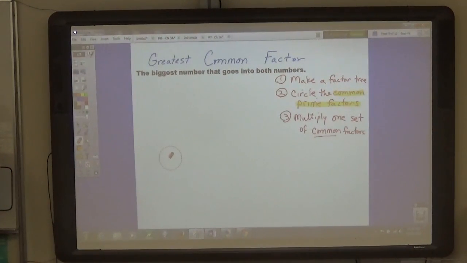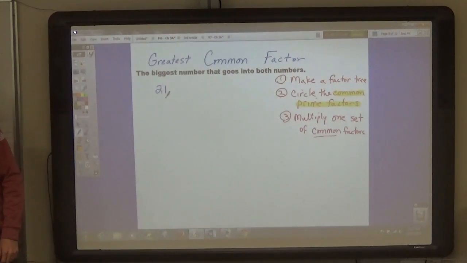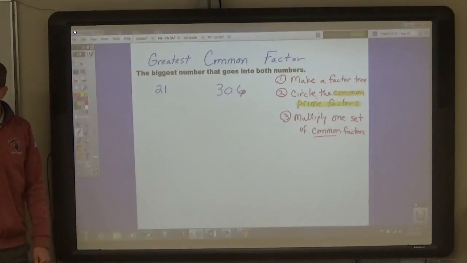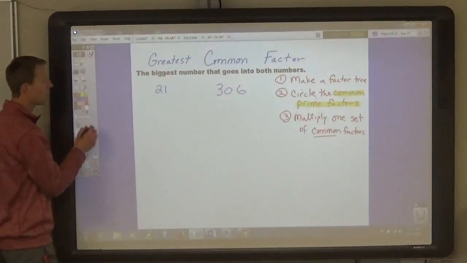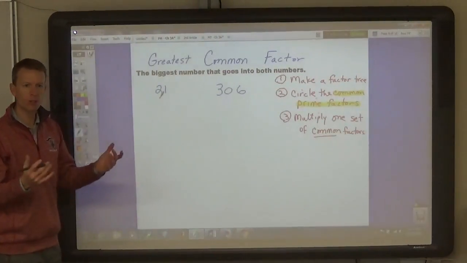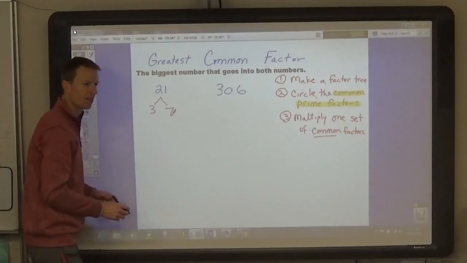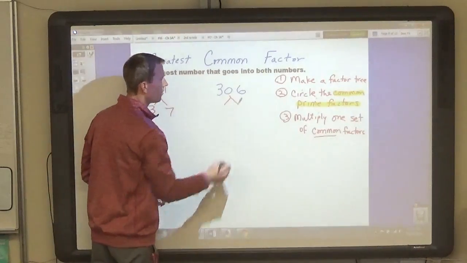Let's do this one. 21 and 306. Okay? So we have these two numbers. We need to find the greatest common factor. So let's start by factoring 21. How can you make 21? 7 and 3. Good, 7 and 3. Anything else? These are both prime, right? So we can stop right there and go over to 306.